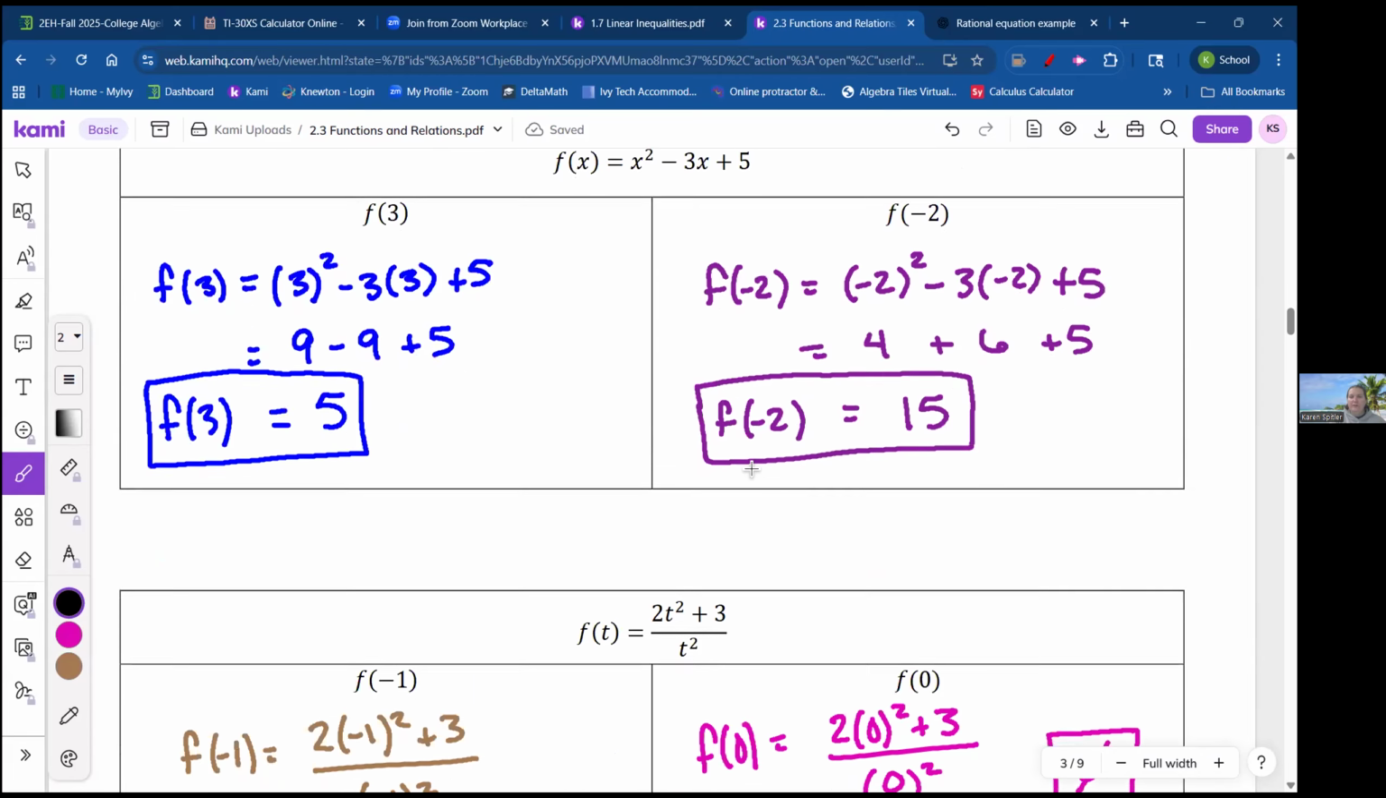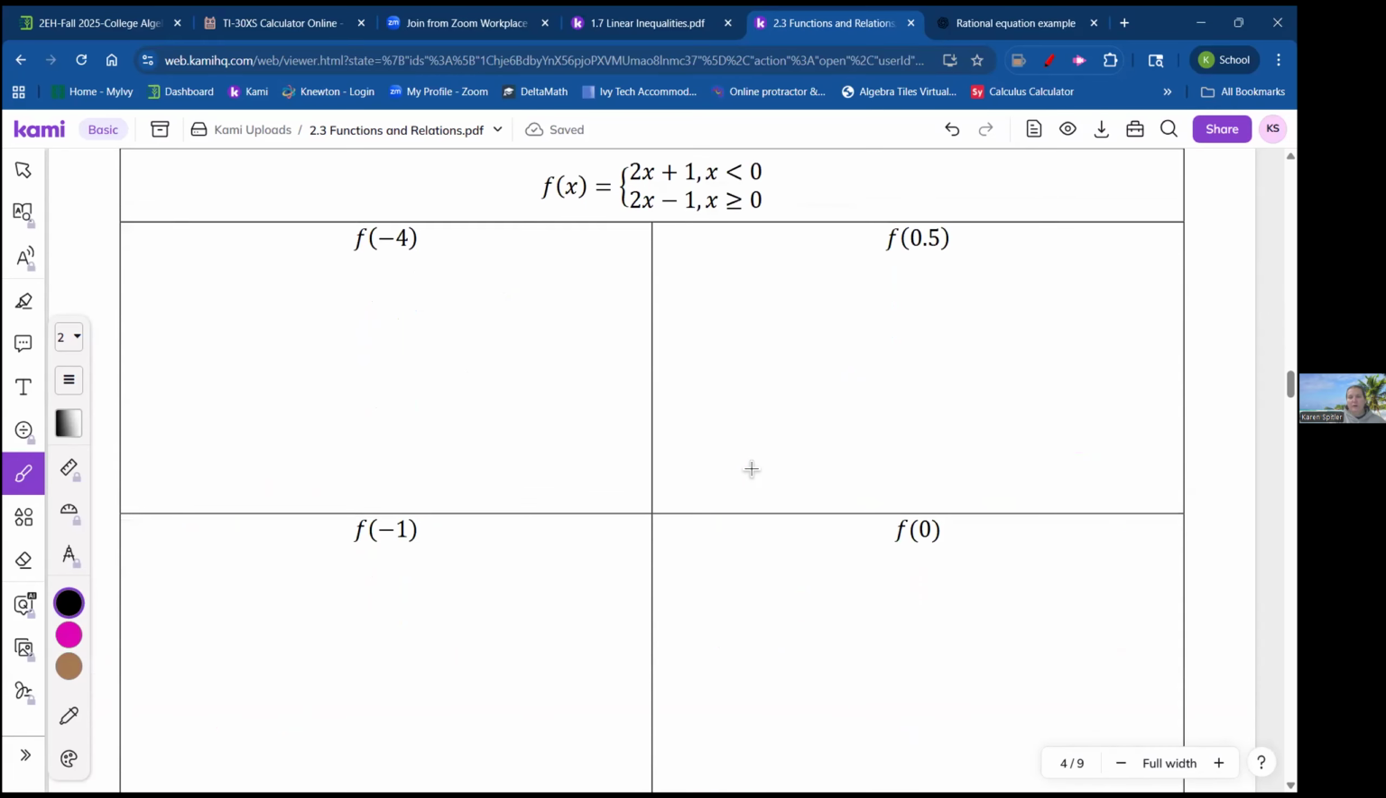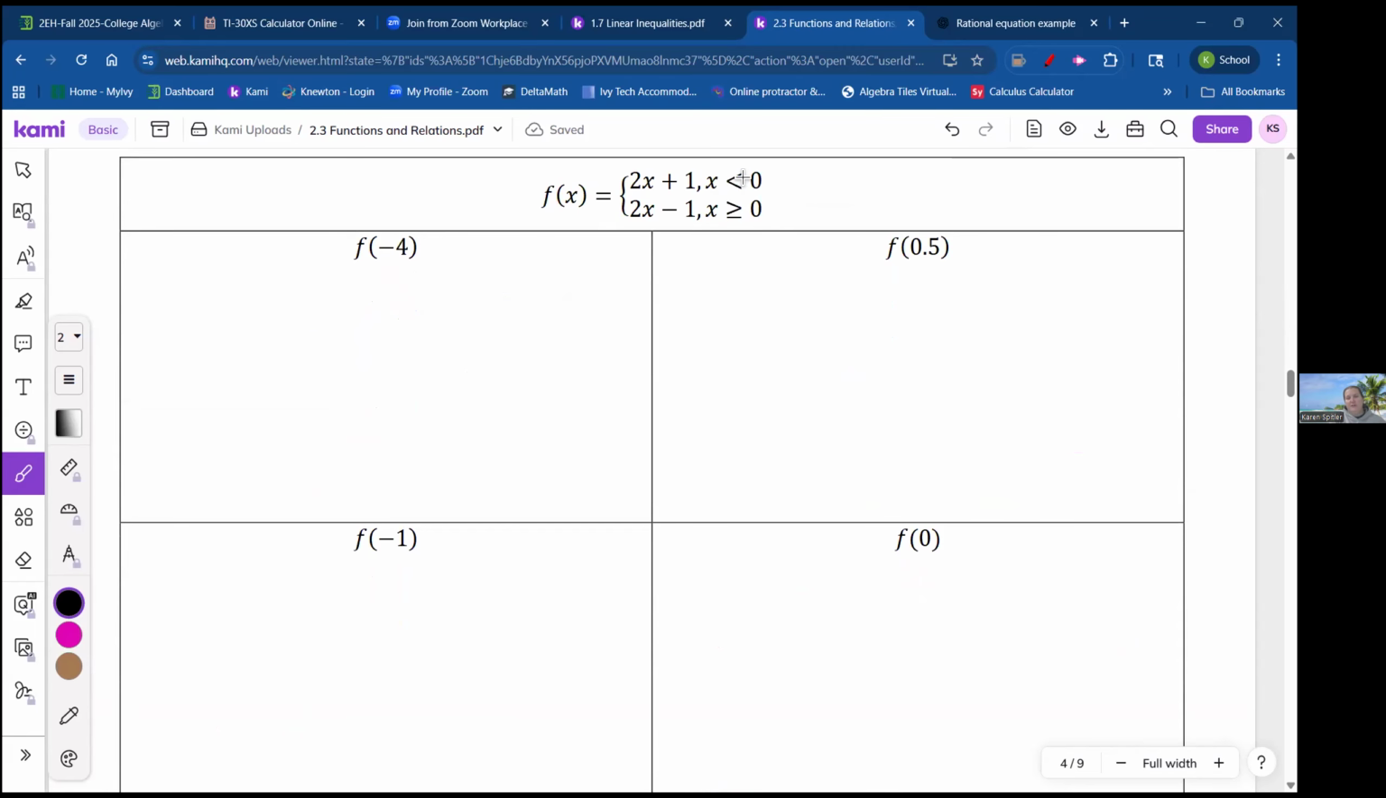Now, it's great when the functions are right like that, but what about this one? I've got two different functions. This is a piecewise function. Well, how do I know which one to plug it into? You plug it into the one that the x fits, what is called the restriction. So my restrictions here are x is less than 0 and x is greater than or equal to 0. So these guys are the restrictions.